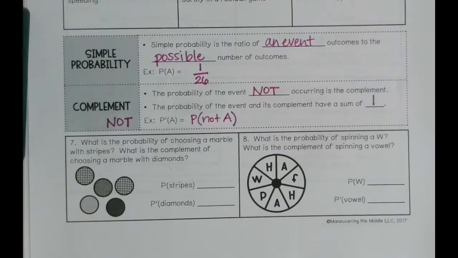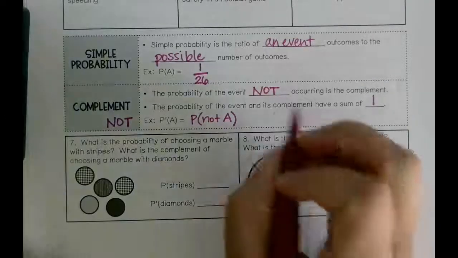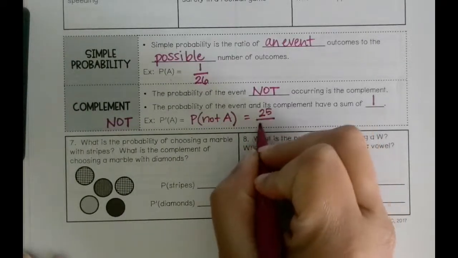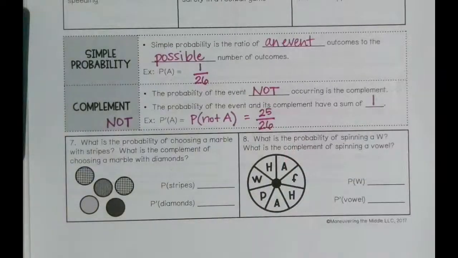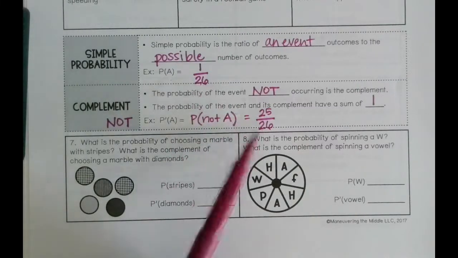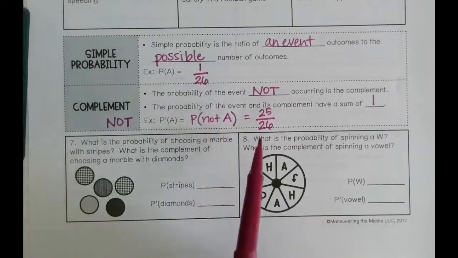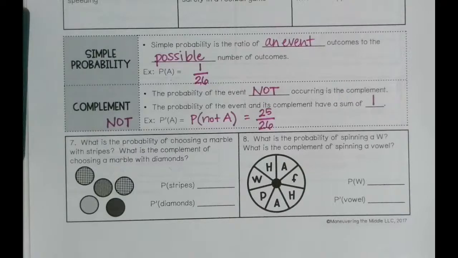So the probability of not getting the letter A in the whole alphabet. Well, in the alphabet, there's 26 total letters, and 25 of them would not be an A. So I would write that 25 out of 26. And then if I were to add the original event and its complement, they would equal 1. 1 out of 26 plus 25 out of 26 would be 26 out of 26, which is 1. Okay? So probability is pretty simple.